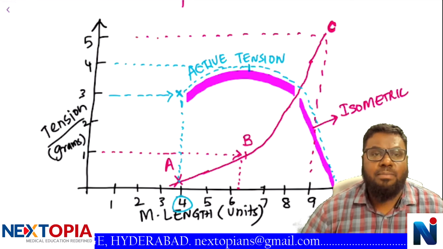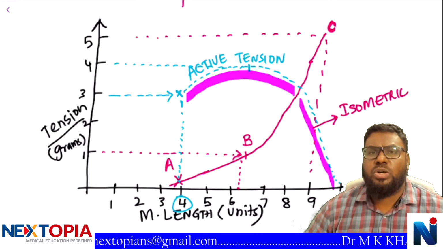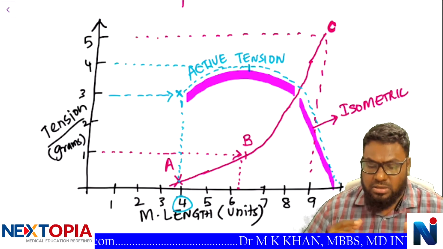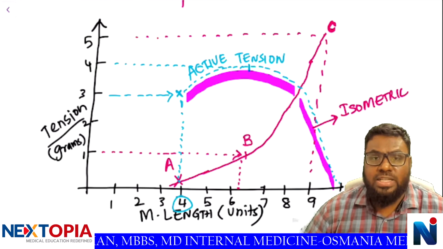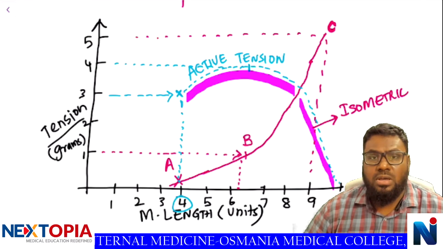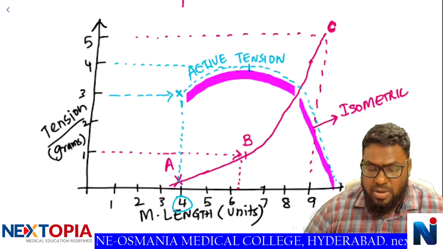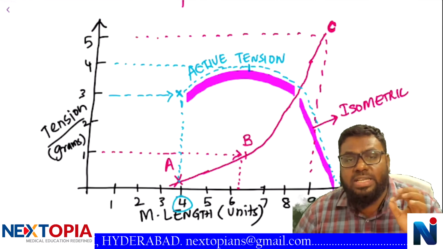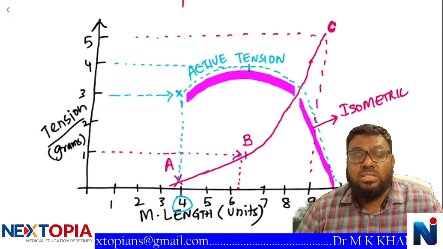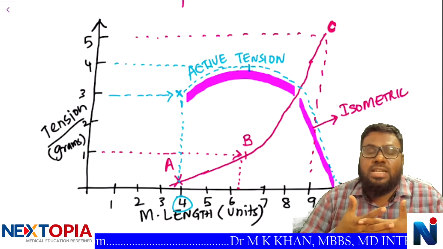The number of actin and myosin cross bridges is directly proportional to the tension that is created. Please remember, the number of cross bridges is directly proportional to the tension that is created. The active tension generated is greatest at one particular length, because the maximum overlap of actin and myosin has occurred.